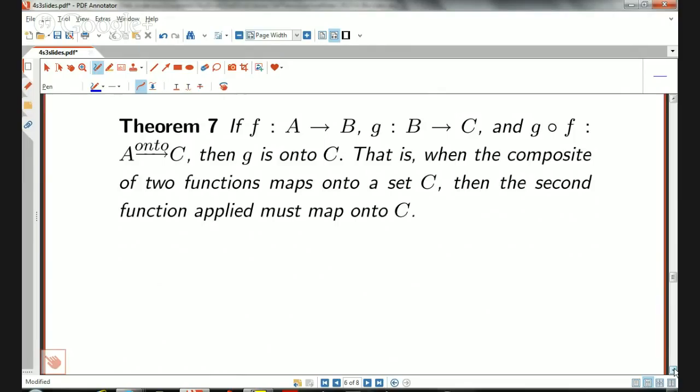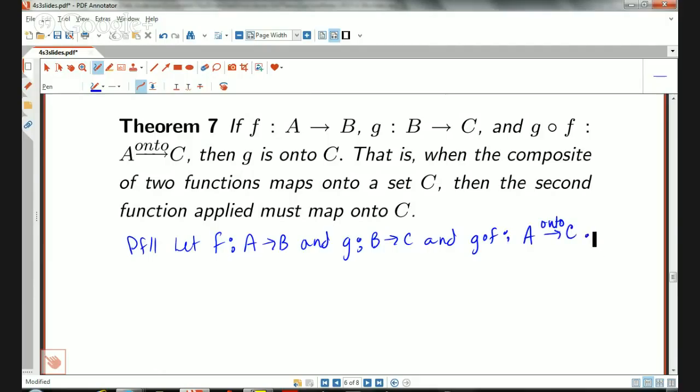Okay, so theorem 7. If F takes A to B, G takes B to C, and G composed of F is onto C, then G is onto C. So how would we prove this one? First of all, what's the hypothesis? We want to show that G is onto C. So how do we show that G is onto C?